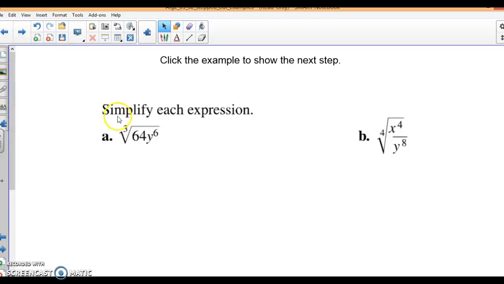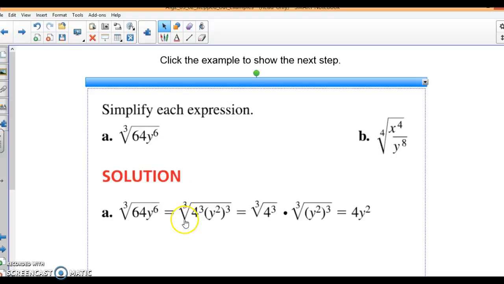All right, here is our next example. We are told to simplify each expression, and we see that we're finding the cube root of 64 y to the 6th. So the first thing I want to do is separate out any of my perfect cubes that I can, right? So I start here with my number. I want to look at everything separately. And I know that 64 is one of my perfect cubes. It's 4 times 4 times 4. So I can just write that a little simpler, and I can go ahead and simplify my variable as well.